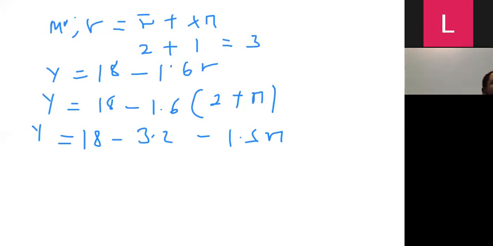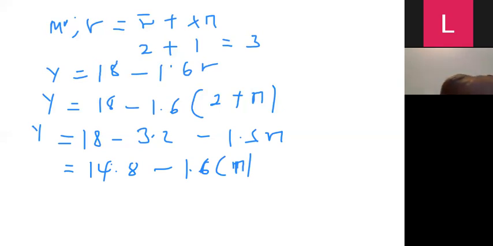You have it as 14.8, okay, minus 1.6 inflation. Inflation is still 1 because nothing has happened to it. So inflation is still 1, right? So that is 14.8 minus 1.6, and that gives you 13.2, the same thing. We have it as 13.2.